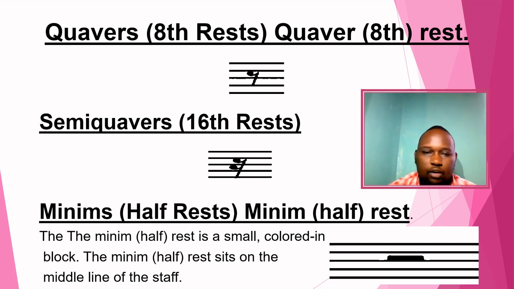And for the minim rest, it's a small colored in block. The minim or half rest sits on the middle line of the staff. As you can see, this is line 1, 2, 3. It sits on that line. That is, if you count from the top or from the bottom, you'll see it on the middle line, sitting on it like that.